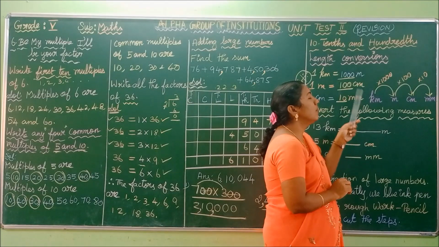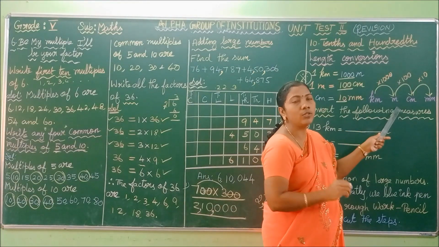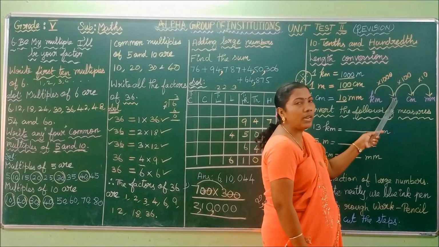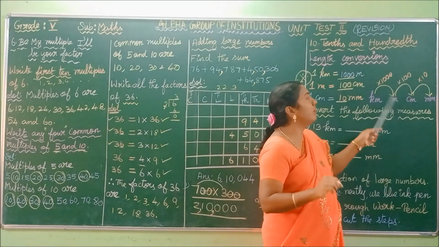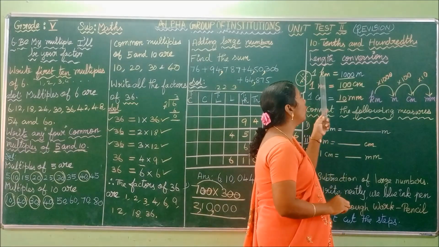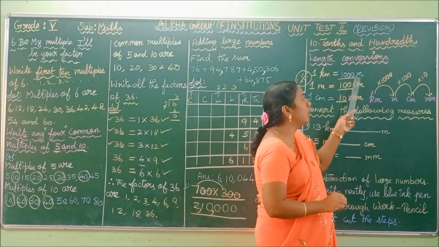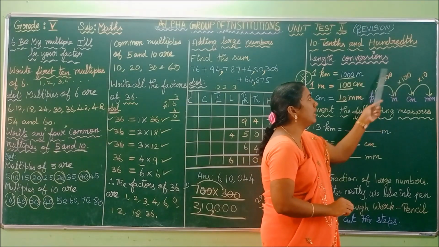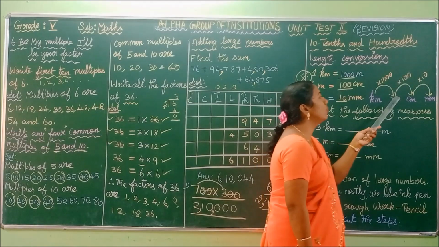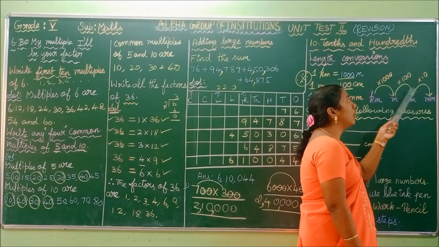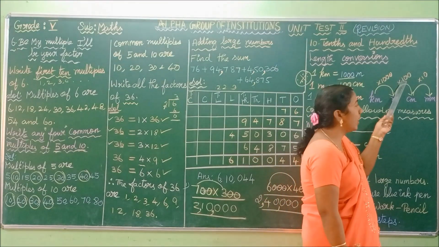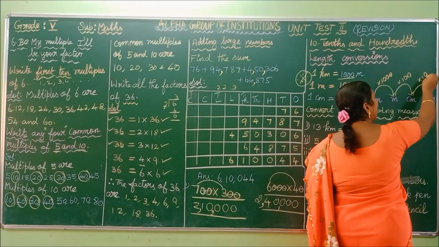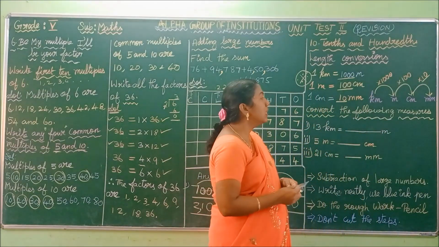See here we are converting higher unit to lower unit, so you have to use the operation multiplication. For converting kilometer to meter, you have to multiply the given value by 1000. Why? 1 kilometer equal to 1000 meter. That's why we are multiplying the value given in kilometer by 1000 to convert into meter. Similarly, to convert meter to centimeter, you have to multiply it by 100. Similarly, to convert centimeter to millimeter, you have to multiply the given value by 10. Do you understand, children?